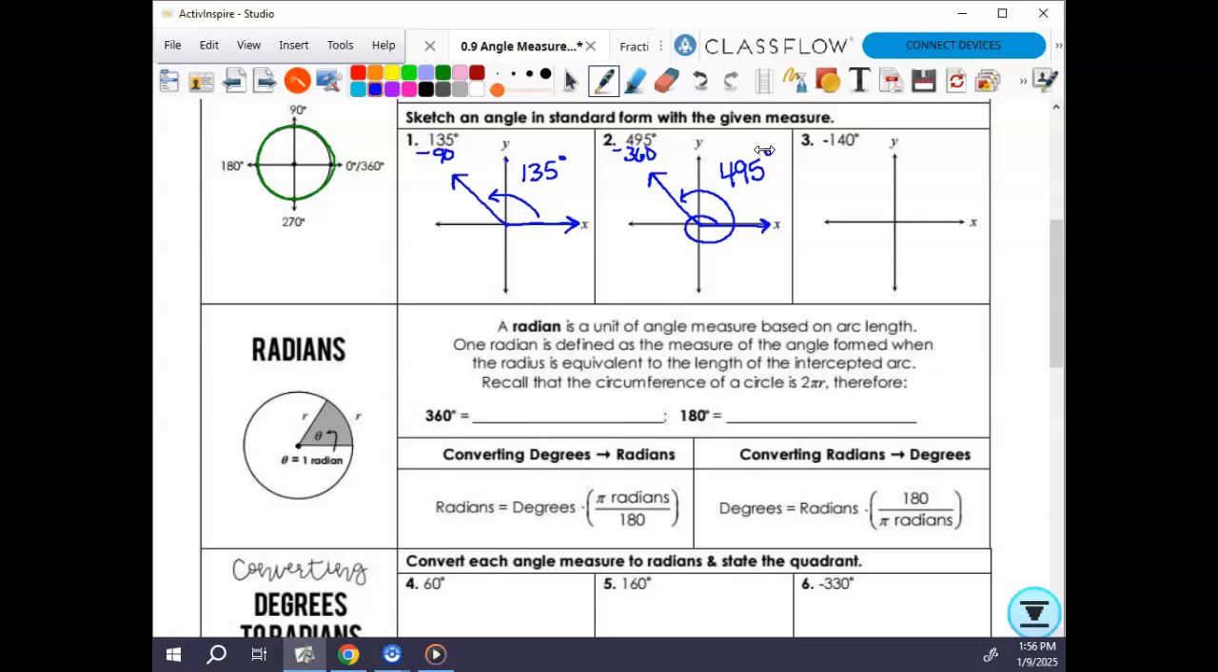All right, so then I have a negative 140. So I'm going to start here. Since it's negative, I'm going to rotate clockwise. So from here to here would be a negative 90. I'm going to add 90 to that. How much farther would I have to go? 50. So 50 is really close to 45, so we can just aim for halfway again, because again, it's not going to be perfect even if we try. Close enough there. Show that we went that direction, and that's a negative 140 degrees.